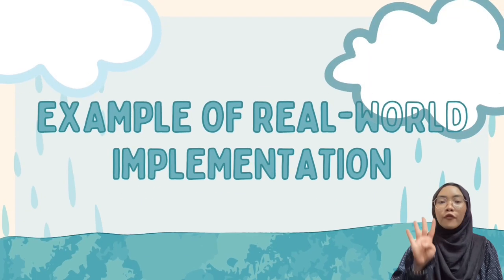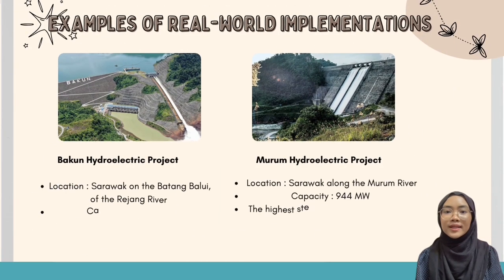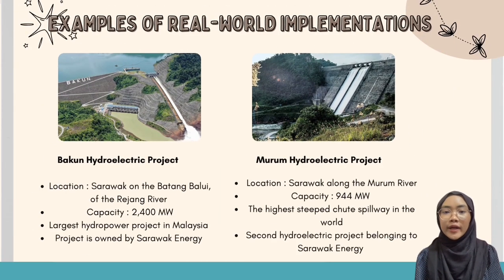I will present 4 examples of hydropower projects that have been successfully implemented in Malaysia. First and foremost is the Bakun project. The location was in Sarawak on the Balui River, a tributary of the Rejang River. The project consists of a hydroelectric power plant with a capacity of 2,400 megawatts and a power transmission line that is linked to an existing transmission network in Sarawak.